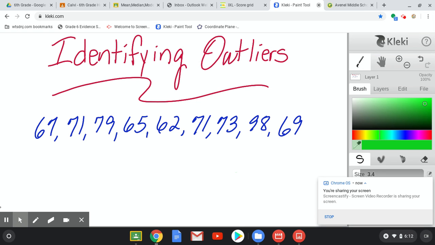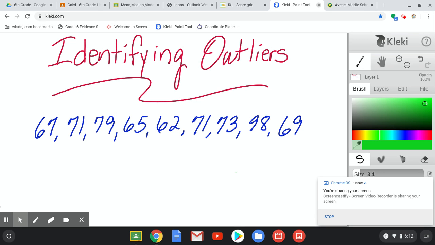So basically, an outlier is a number that is not close to any of the other numbers in your data set. It's pretty far off from the other numbers. All right, so when we are identifying outliers, the first step is to put our numbers in order from least to greatest. So I'm going to do that now.